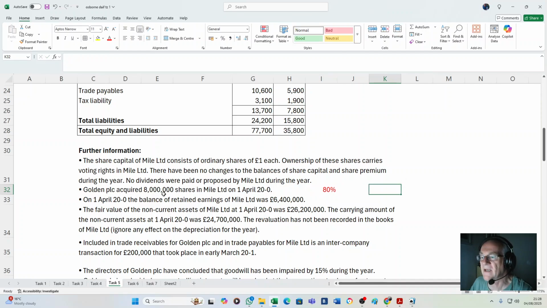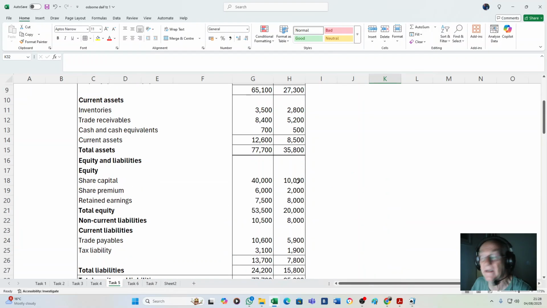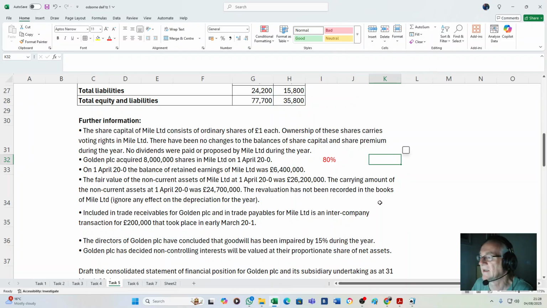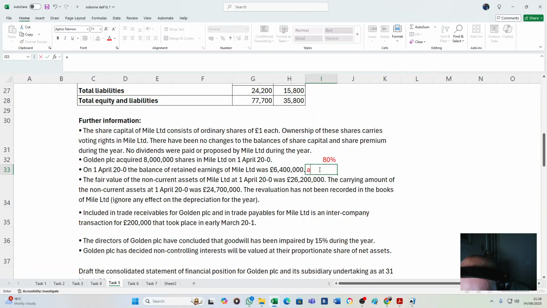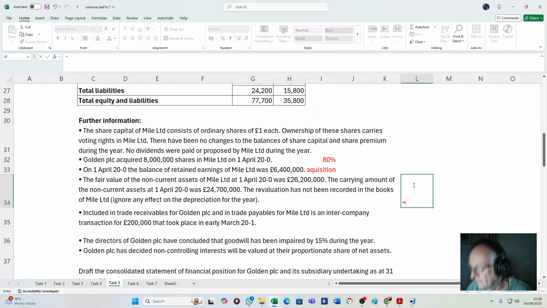That's 80%. How do we know it's 80%? 8 million shares, they're £1 each, there's 10 million of them, not to be confused with the 2 million in share premium, which is there to tempt you. This, we're going to assume, is the acquisition. Even though it doesn't tell us in the question, we know it's got to be, really, so that one. And then we've got a revaluation here, awkward numbers, might as well do it now. It's going to come in a few places.